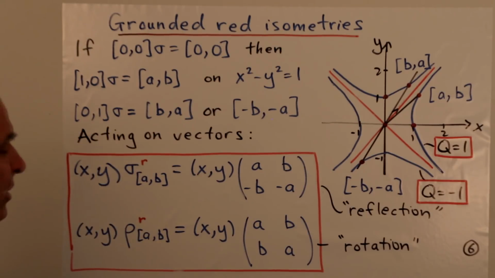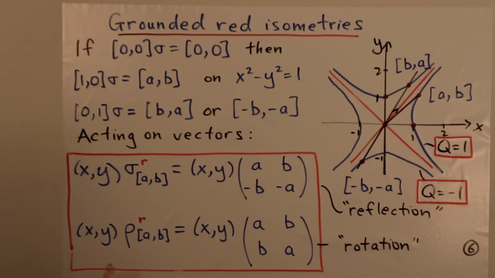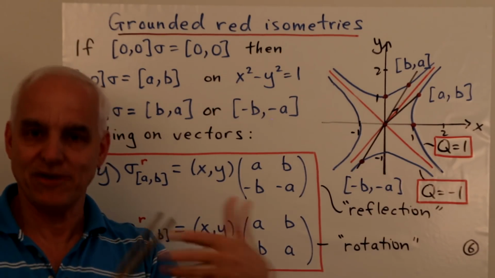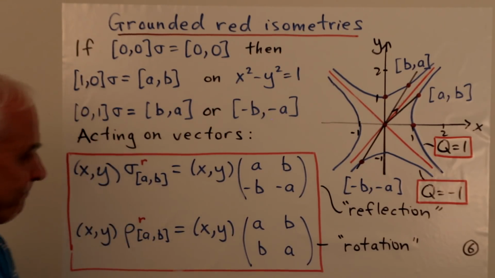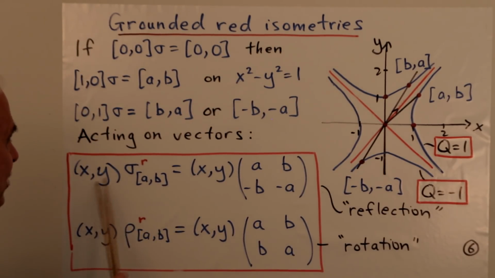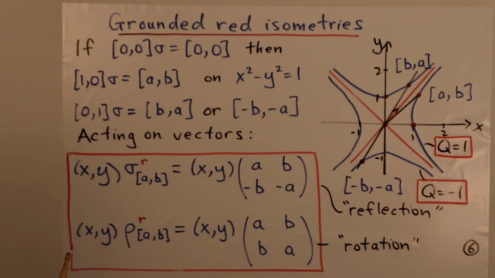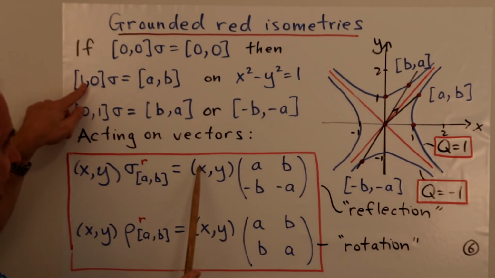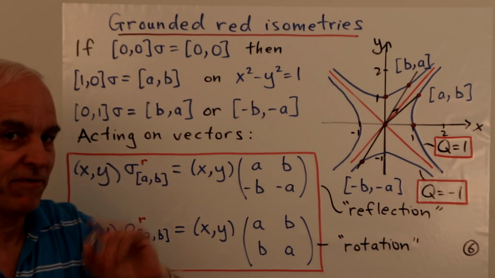And then it's really the same kind of story as we had in the blue case, except the matrices are slightly different. We get two different possibilities. We could call them sigma and rho. We might put an R on top of them now because these are the red versions as opposed to the blue versions that we started with. So the red version is xy goes to xy times AB minus B minus A. That's the case when 1, 0 goes to AB and 0, 1 goes to minus B minus A. That turns out to be a reflection in this story.